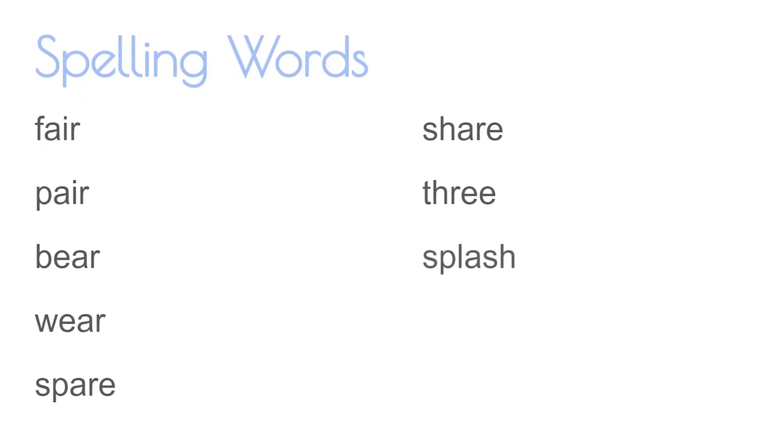S-p-l-ash. Now we have two harder words, bigger words, probably our biggest words of the year for first grade so far. And there are our last two spelling words of the year too. First word is favorite. Favorite. And the last word is surprise. Surprise. This is our last lesson of first grade.